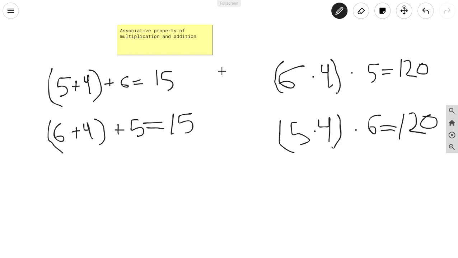And so you don't get confused, the associative property always involves parentheses, or basically what numbers you're associating with each other first. And the commutative property involves switching the numbers around, the order of the numbers. Okay, hope this was helpful.